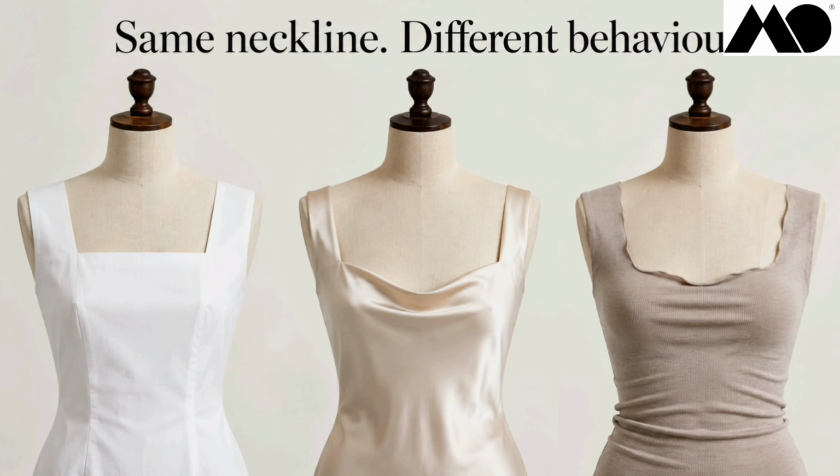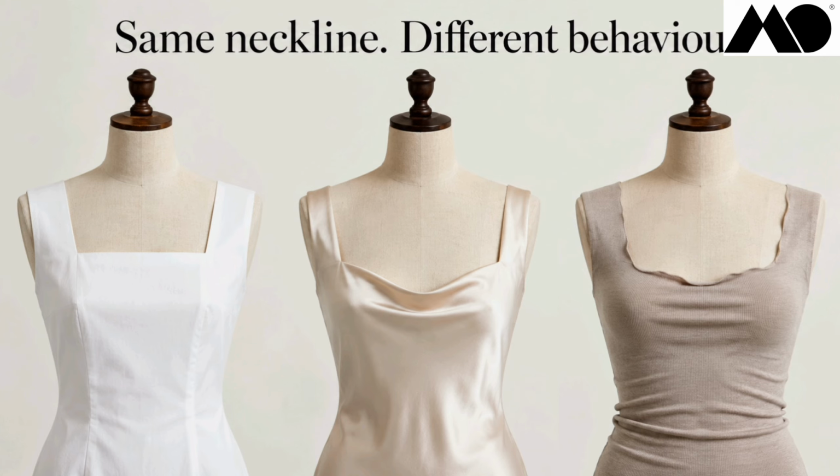A wide square neckline in a firm cotton is not the same as a wide square neckline in a soft satin. A deep V-neck in a stable woven fabric is not the same as a deep V-neck in a stretchy knit fabric. A boat neckline in a crepe fabric is not the same as a boat neckline in a fabric that drops and stretches. So the fabric may not be the only cause of gaping, but it can make the problem worse. And the more open or unstable the neckline is, the more important the fabric decision becomes.